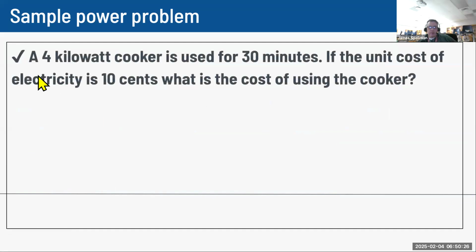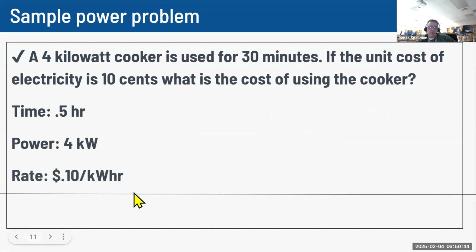And it's going to be the last one, I'm not sure. A 4 kilowatt cooker is used for 30 minutes. If it costs 10 cents, what's the cost of using the cooker? So again, we need our time. Time is going to be half an hour. 30 minutes can't be minutes, it's got to be in hours. So 0.5 hours. The power is 4 kilowatts. The rate is 0.10. And we're going to multiply those 3 numbers together, and that will tell us the overall cost of using that cooker.